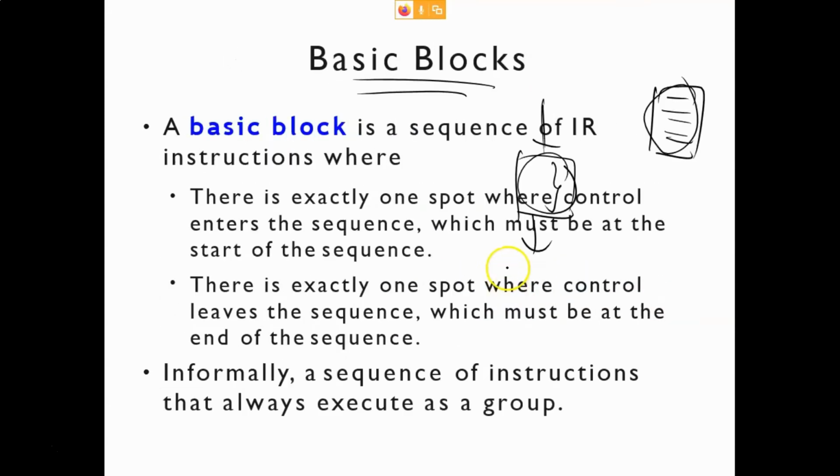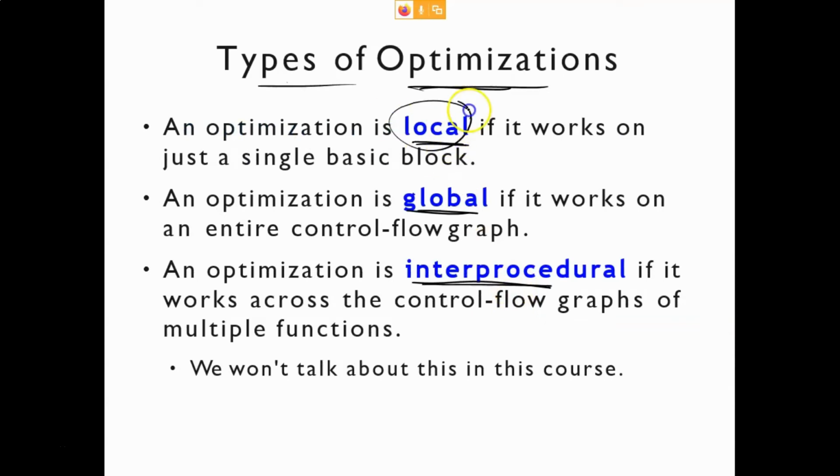Let me tell you what is local optimization. Local optimization means you have a basic block, and inside this basic block you are doing your optimization. So local optimization means you are doing your optimization inside a single basic block. In our GATE syllabus we have local optimization. In the GATE syllabus we do not have these other things. You can check the syllabus of GATE, only local optimization is there.